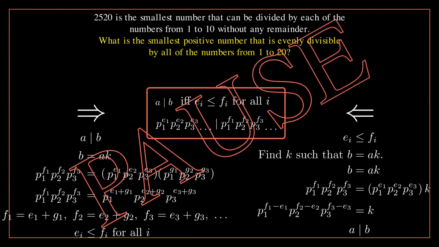We'll take a pause here, and I want you to try and use this knowledge to find the smallest number that's evenly divisible by all the numbers from 1 to 20. Go ahead and let us know in the comments how you did.